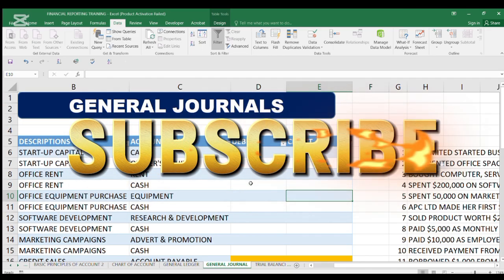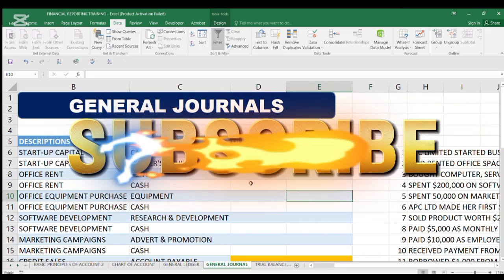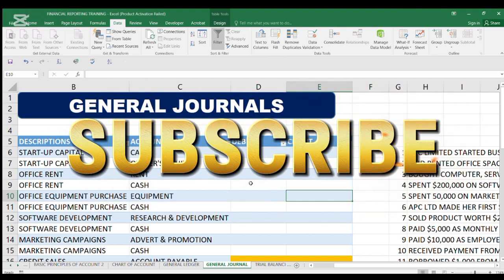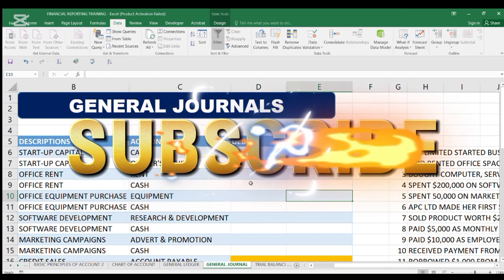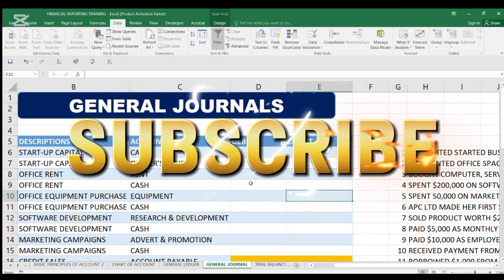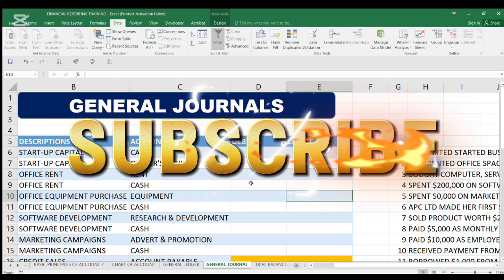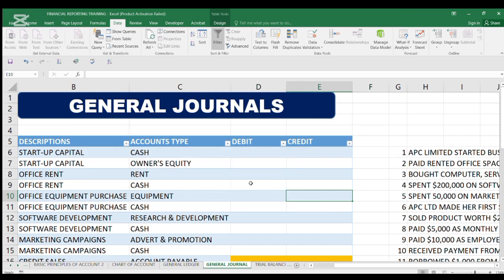He made payment of 5,000 US dollars as monthly rent expenses. Monthly rent expenses. Alright. The one he paid before was the rented office space. Then he made payment of 10,000 US dollars as employee salaries. Then he received payment from customer. Remember, a customer bought on credit of 200,000 US dollars before, made a deposit of 100,000. So this is the balance that is being paid by the same customer.